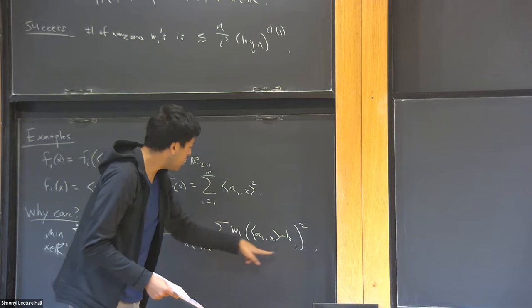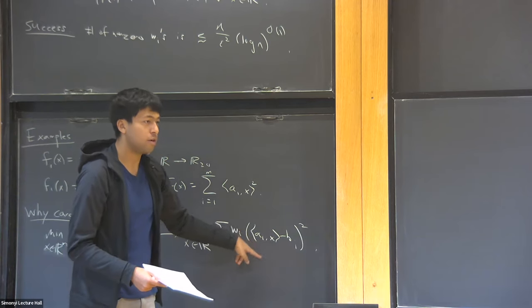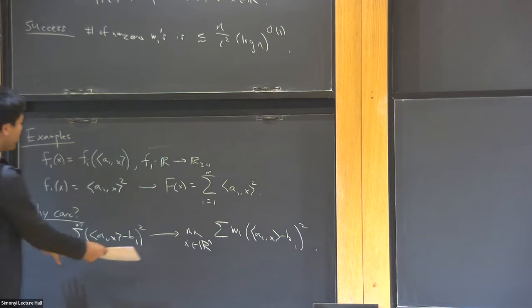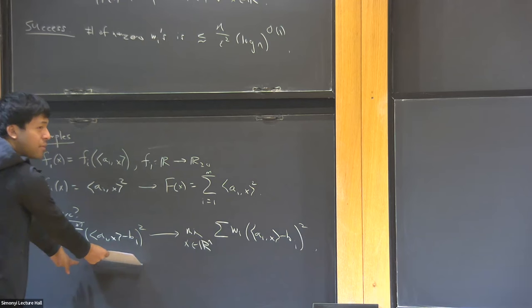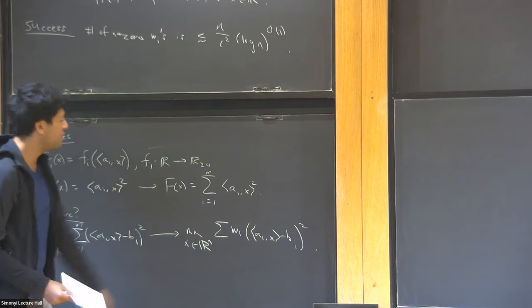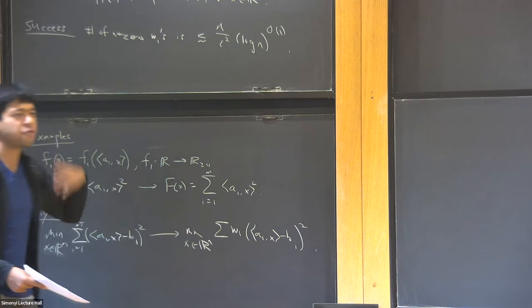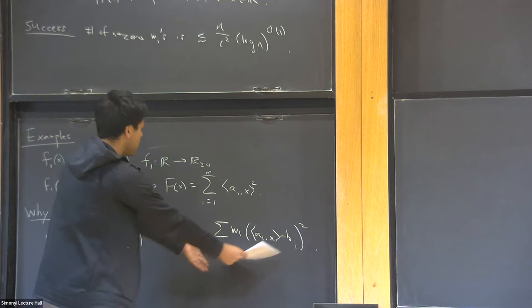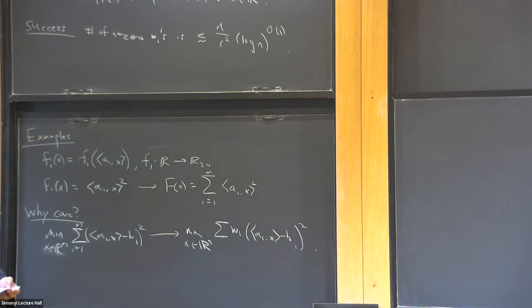On this side, notice that most of the w_i's are zero. So this problem is much sparser in some sense. This problem had n times m different input coordinates I had to care about. This only has about n squared because I've sparsified down to about size n. So if you want efficient algorithms, you can sparsify and work on this instead, and the algorithms are faster.